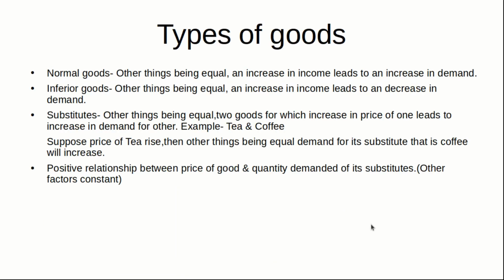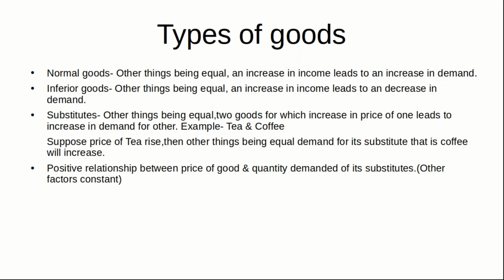Types of goods: normal goods, inferior goods and substitutes. Other things being equal, an increase in income leads to an increase in demand for normal goods. We can give the example that wheat is a normal good. So when there's an increase in income, people will increase the demand. Inferior goods: an increase in income leads to a decrease in demand. See, bajra is inferior as compared to wheat. So when there is an increase in income, people will shift from inferior bajra to the normal good, that is wheat. So there is a decrease in demand for bajra, which is an inferior good.